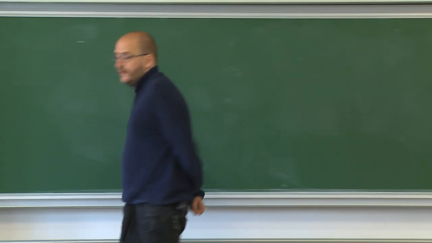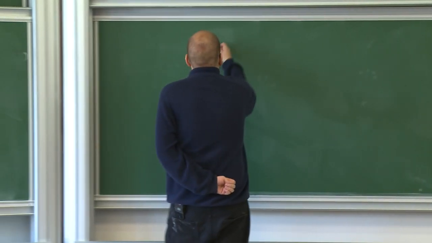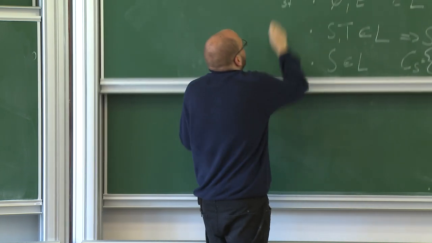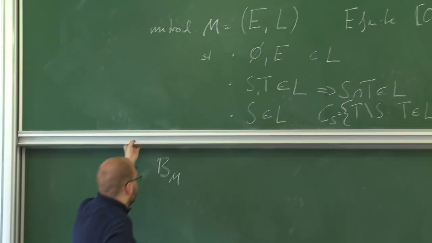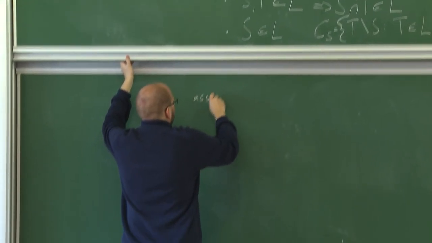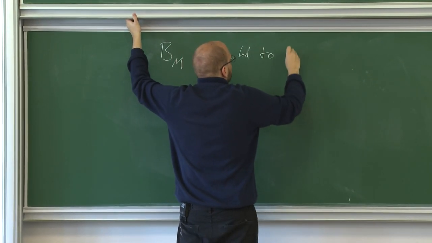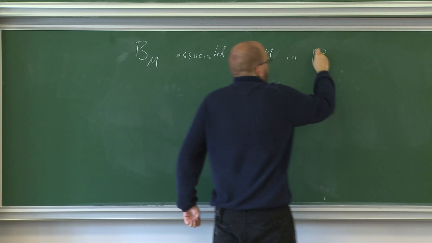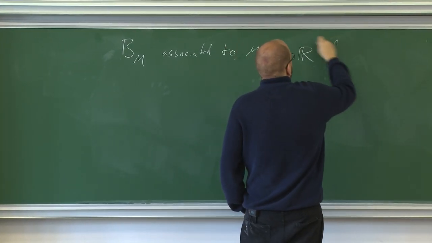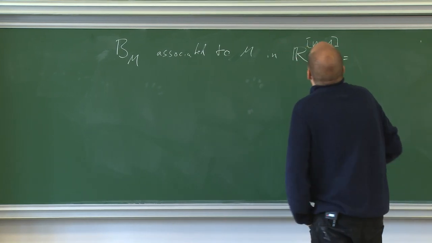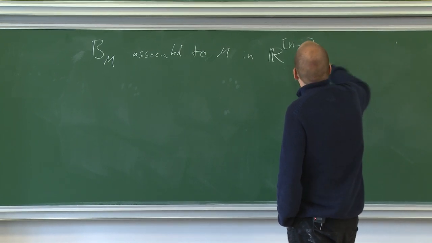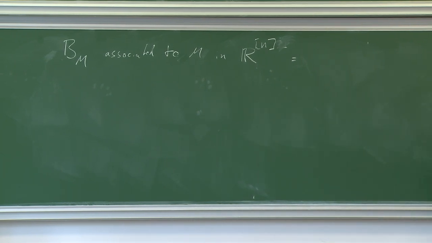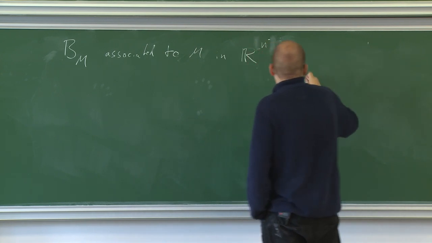And now I want to define a fan associated to this. I want to define a fan B of M, associated to the matroid M. And this will be a fan in R^n. Actually, with my notation, it's just R^n. Sorry, I have n plus 1 elements, so I have the numbers from 0 to n. Sorry. All right.